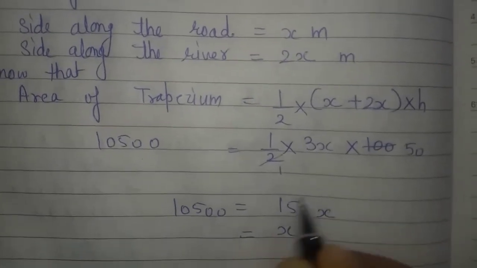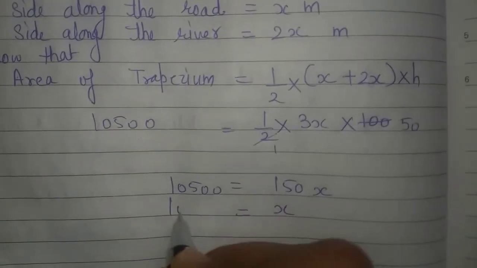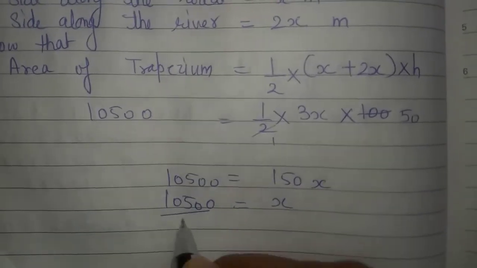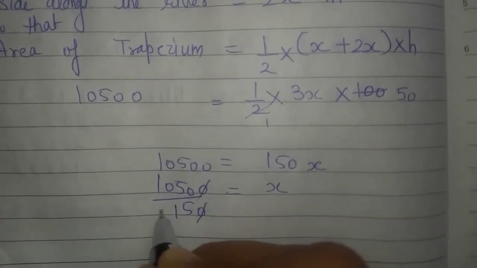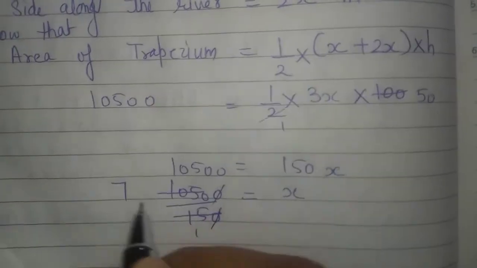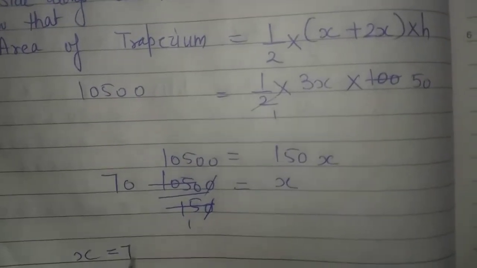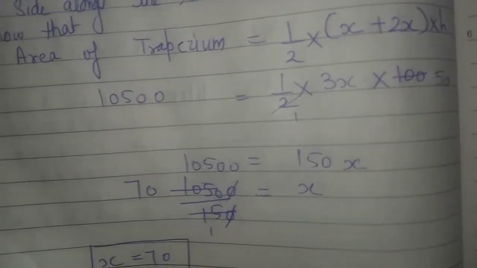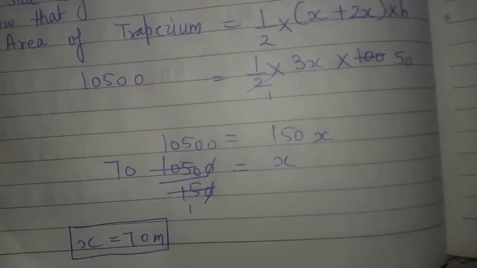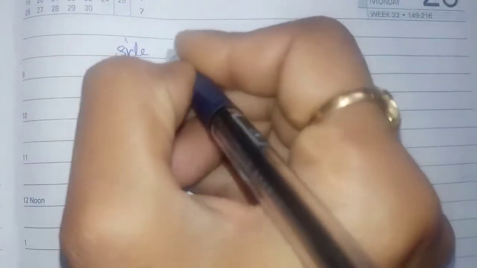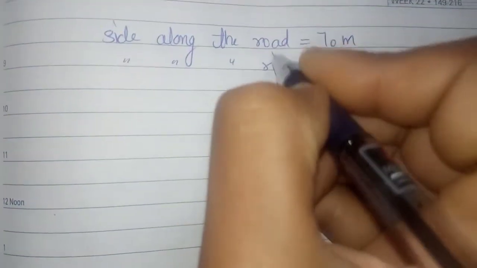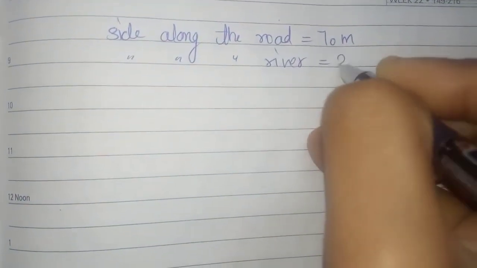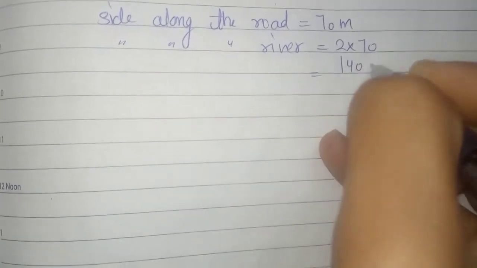x is equal to 10,500 divided by 150. These two terms are multiplying, so on the other hand side, it will divide the left side term. 15 1s are 15, 15 7s are 105, 70. x is equal to 70. Side along the road is equal to 70 meter and side along the river is equal to 2 into 70, that is 140 meter.